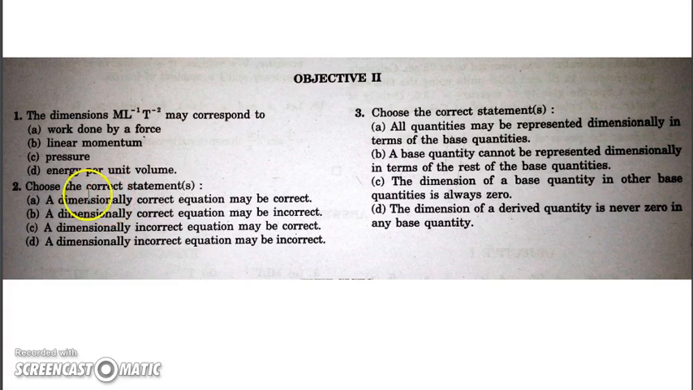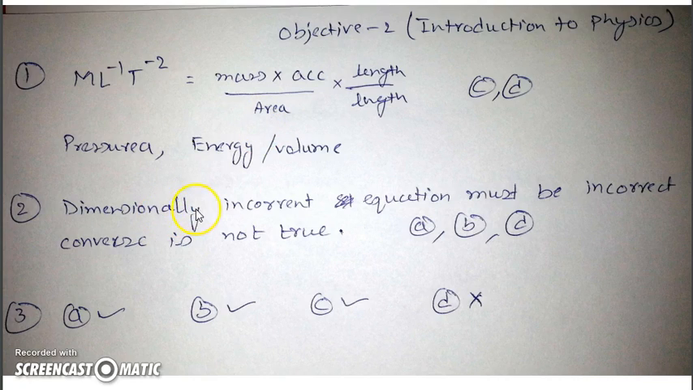Moving on to the next, choose the correct statement. A dimensionless correct equation may be correct. Okay, so what does dimension analysis give you? We can prove that the statement or the equation is incorrect if it is dimensionally incorrect. So we can say dimensionally incorrect equations must be incorrect, but the converse is not true. That means if an equation is dimensionally correct, it may or may not be correct.